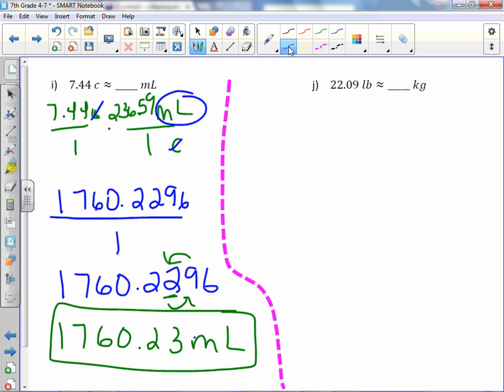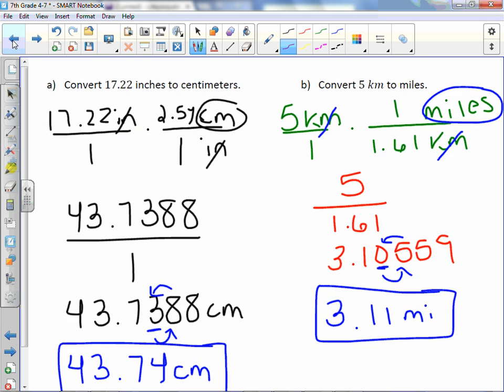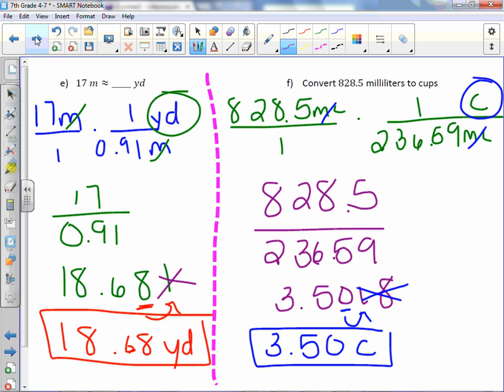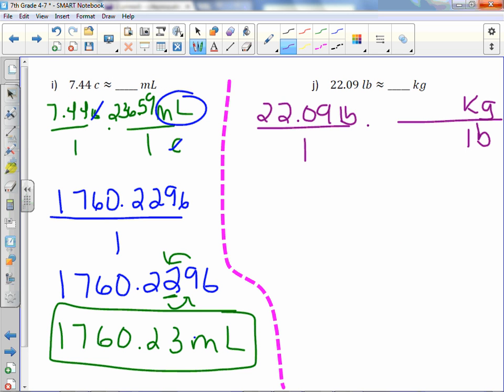Letter J. 22.09 pounds over 1 is approximately how many kilograms? So pounds on the bottom to get rid of it, and kilograms in the numerator. So pounds and kilograms. 1 pound equals 0.4536 kilograms. So 1 pound and 0.4536. Our pounds cancel out and we are left with kilograms.